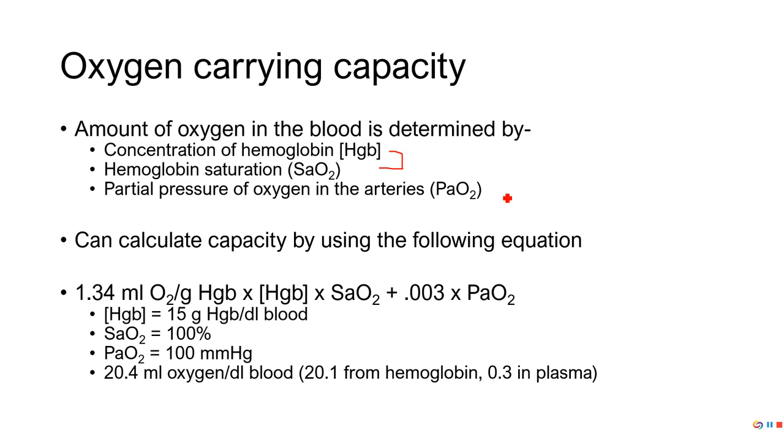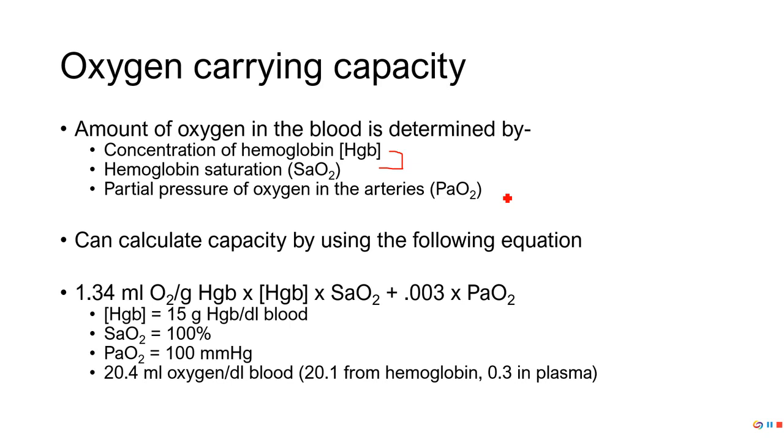Okay, 1.34 milliliters of oxygen per gram of hemoglobin. Okay, and that's how much oxygen can bind. Times the concentration of hemoglobin, so how much hemoglobin is found in a deciliter of blood. It's weird units, but that's what we've got. Multiplied by the saturation plus 0.003 times the partial pressure of oxygen.